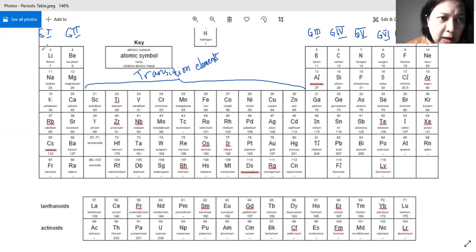In every cell here, we have two numbers, the smaller one and the bigger one. The smaller one is what we call the atomic number, which shows the number of protons or electrons in a neutral atom. The bigger one is what we call the atomic mass, or we can also say nucleon number, because this number shows the number of neutrons and protons in the nucleus.